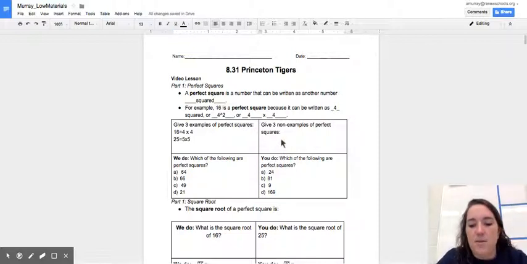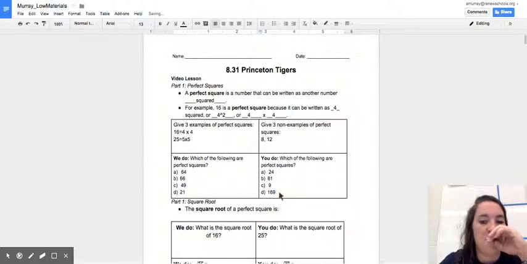For non-examples of perfect squares, what's a non-example? 8 is not a perfect square. 12 is not a perfect square. Give me 2 more non-examples of perfect squares.